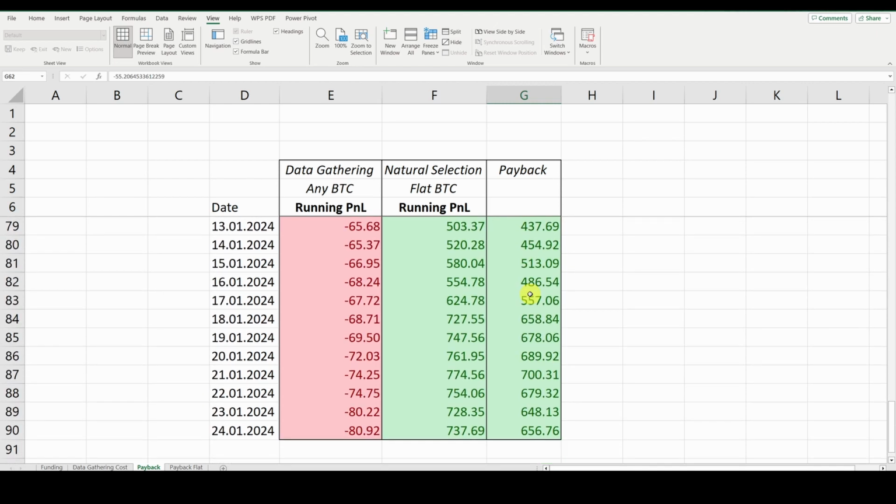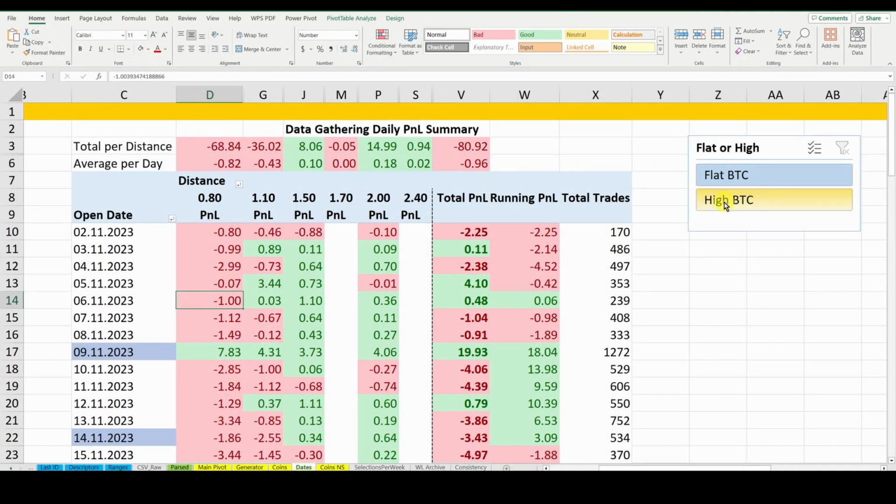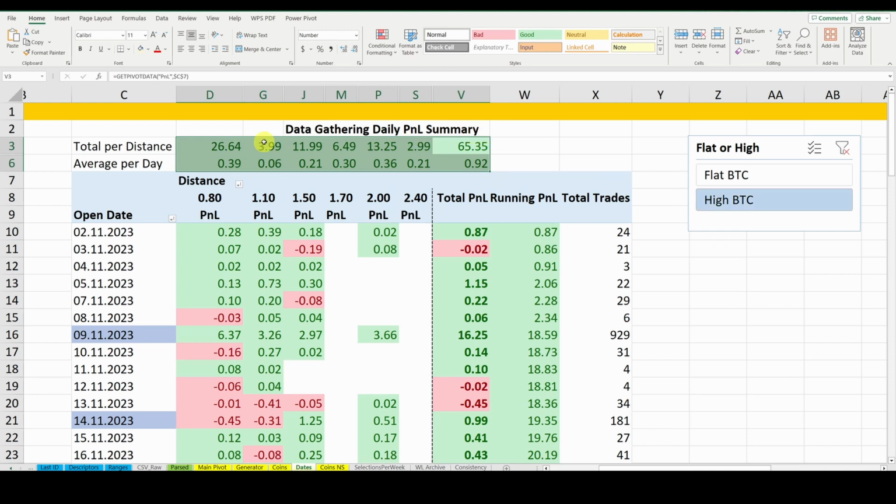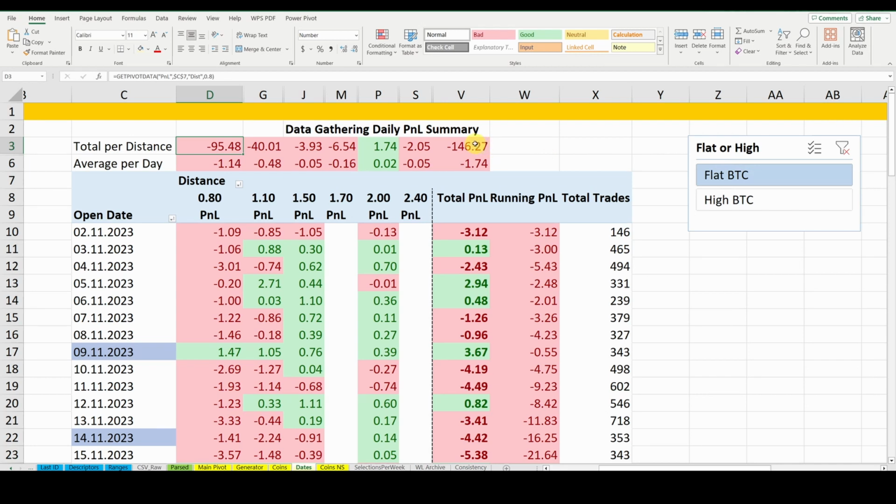As I've told you before, data gathering on high volatility is actually making money. Here is the overall cost, and here is high Bitcoin. All distances made money. So this part of data is more than free. But let's turn it around. Let's go to flat only. Now we're talking. Everything except 2.0 is pure cost.